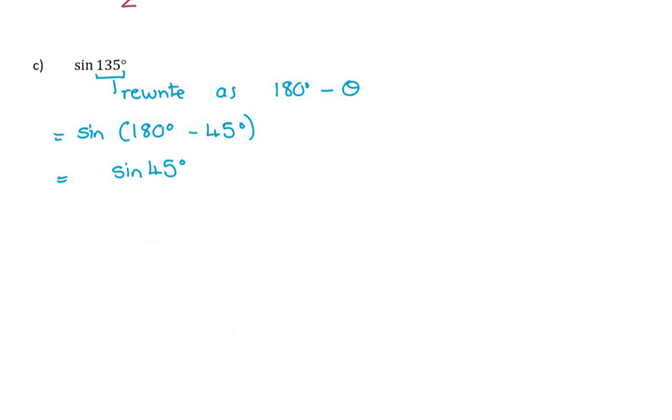Now sine in the second quadrant is positive. So because we're talking about sine here, and because we're talking about the second quadrant, this is actually the positive version of sine of 45. Now this is a special angle, so you may cheat on your calculator. Otherwise, hopefully you know that sine of 45 is root 2 over 2.